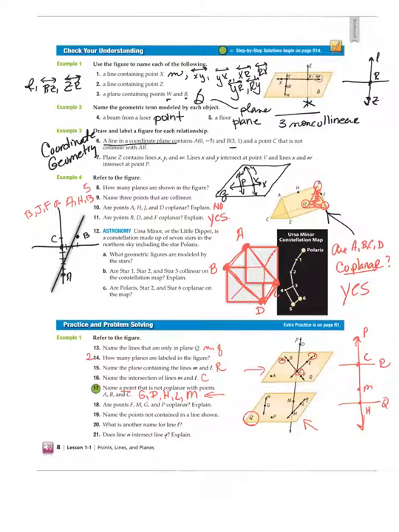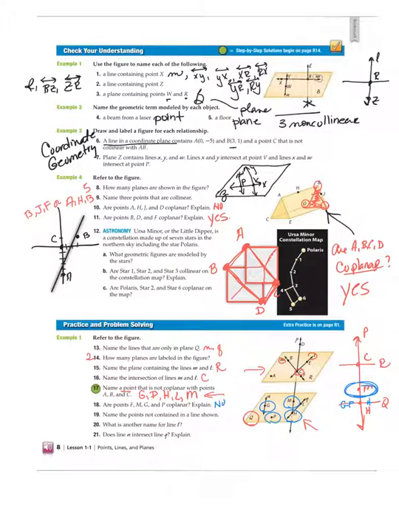Are points H, M, G, and P, let's change color, H, M, G, and P, are they coplanar? Again, the answer to this might be surprising, but no, they are not, because remember, M is above the plane. So you have G and P and H down here on the plane, but M is above the plane. So no, they're not all four coplanar.